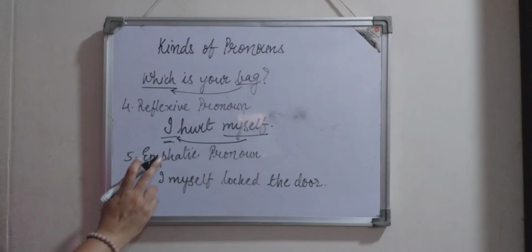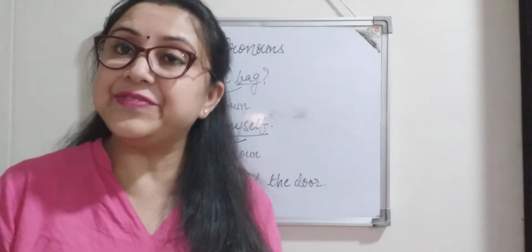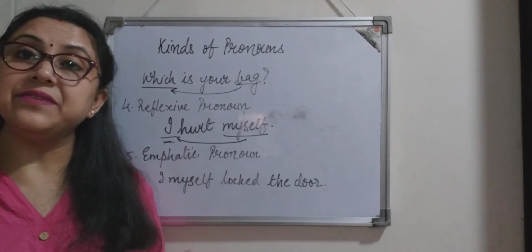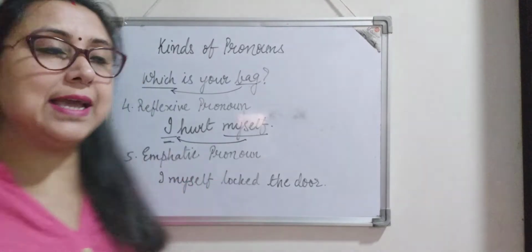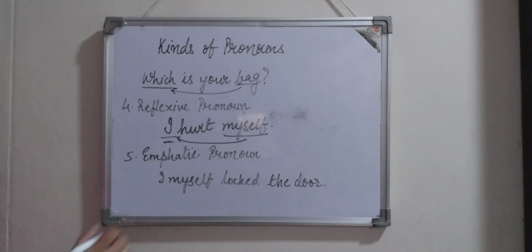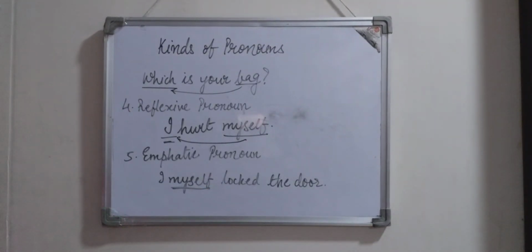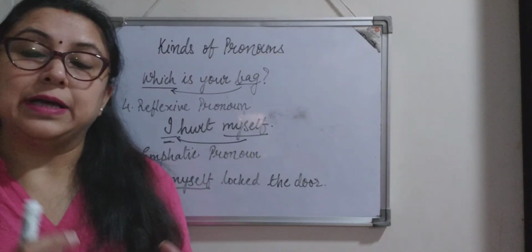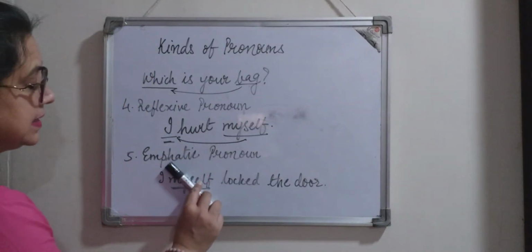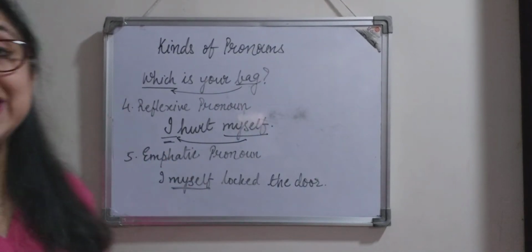Whereas an emphatic pronoun is one which is used to put more emphasis, and that is why the emphatic pronouns are also called emphasizing pronouns, right? Let's see how. I myself locked the door. So here the pronoun myself is putting more emphasis in this sentence, right? And if we remove this pronoun, I locked the door, the sentence would be equally complete.